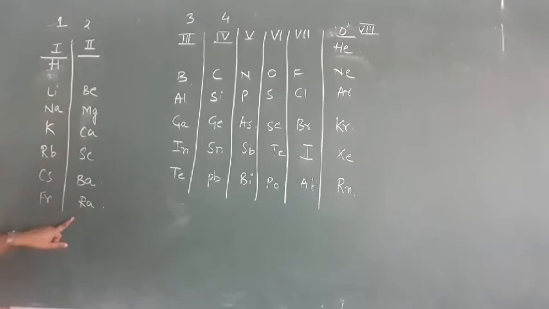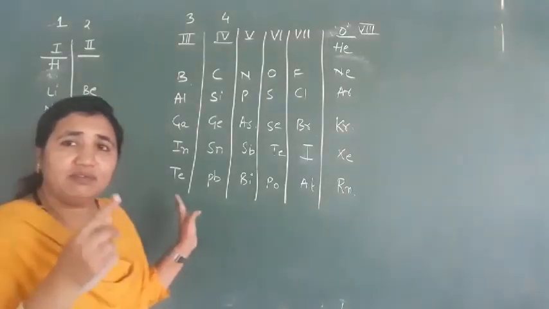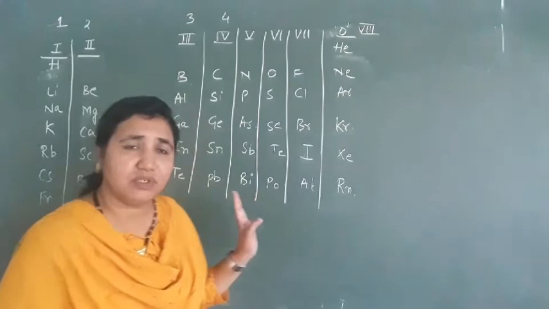Second group element valency is 2: beryllium, magnesium, calcium, strontium, barium, and radium. Second group elements have 2 electrons in their outermost shell.